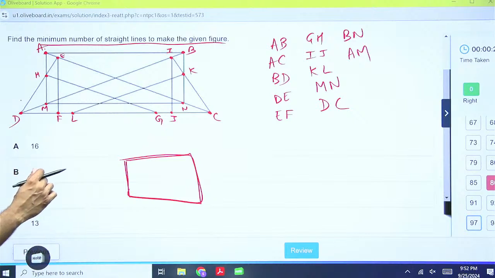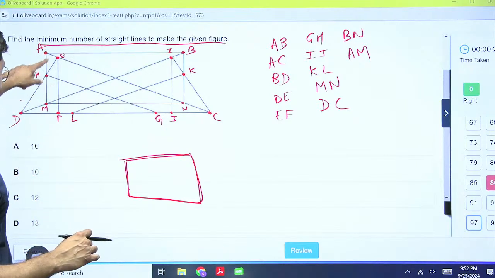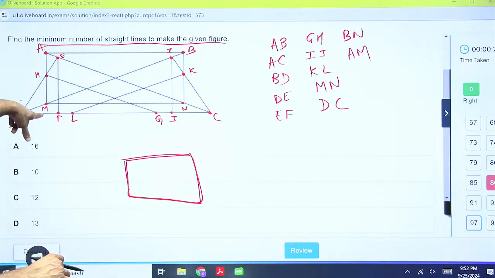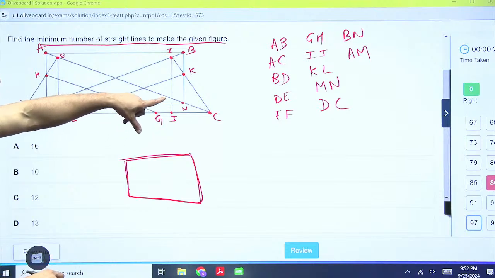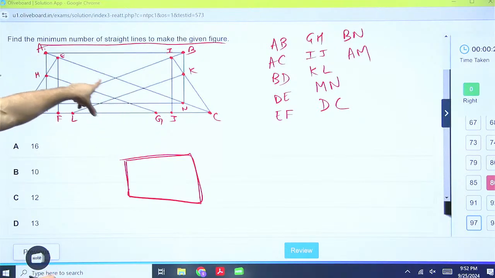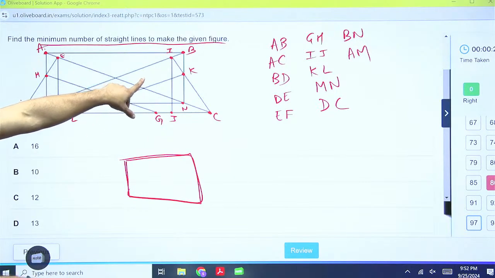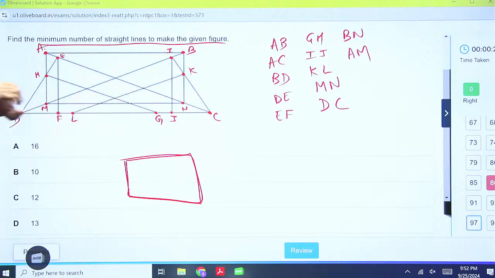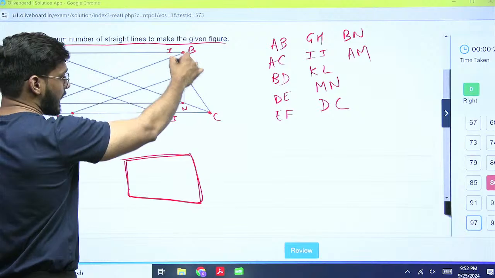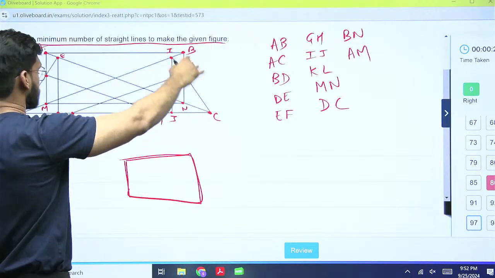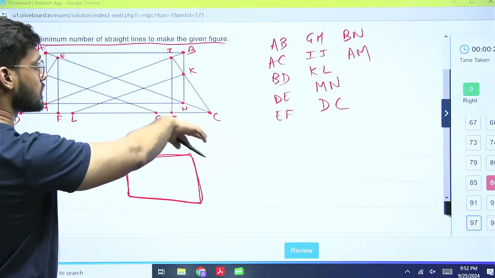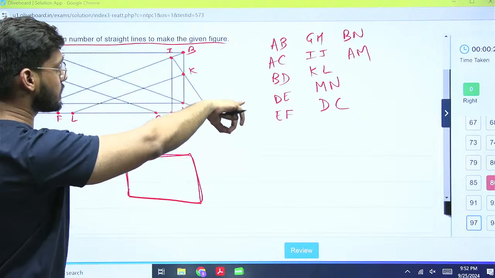Have we skipped some other line as well? H to G, we have used. A to C, we have used. B to D, we have used. KL. Have you used KL? Yes. Have we used B to D? Yes, B to D we have used. I to J, I to J we have used. Have you used I to C? I to C. We haven't used I to C yet.